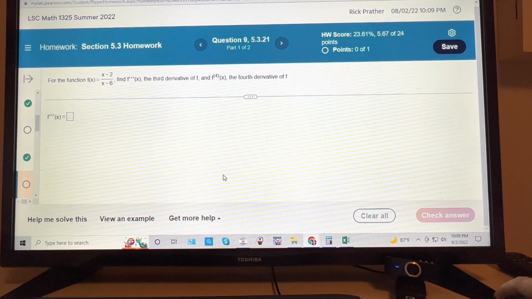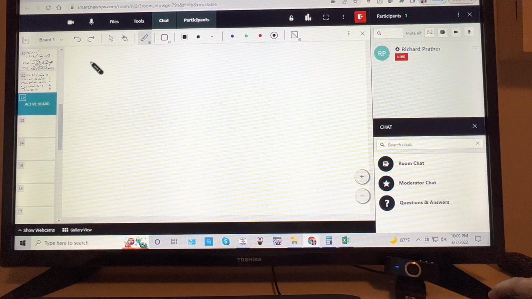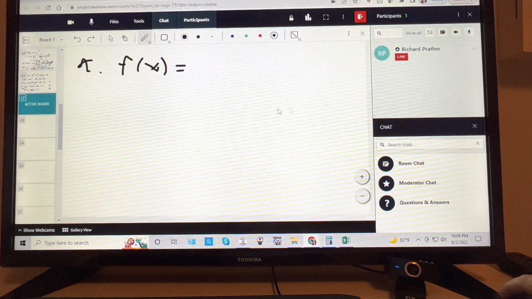Okay, so quotient rule a bunch of times. Let's see what happens here, I guess. Number 9. Original function is x minus 2 over x minus 6. And they want you to go all the way out to the fourth derivative. The one thing that makes this not maybe as bad as it could be is that these are 1x's. So that way, the derivative of each one is just 1 every time.